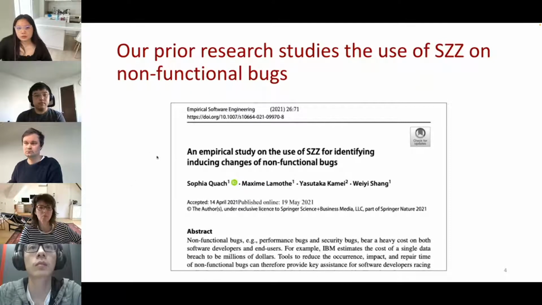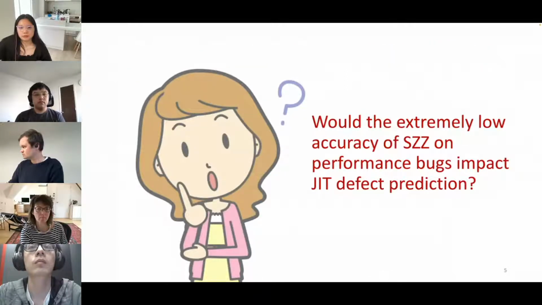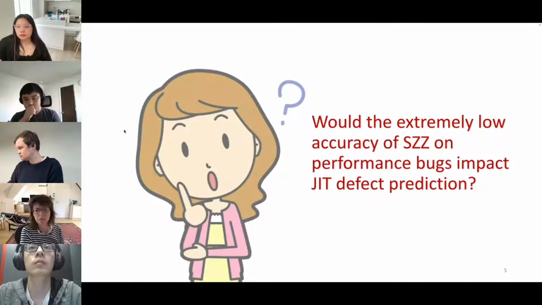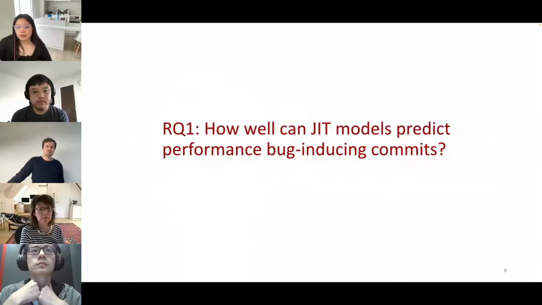So in a prior study, we found that SEZ has low accuracy for non-functional commits. So in this paper, we ask ourselves if the extremely low accuracy on performance bugs impacts JIT defect prediction. So we have 3 RQs. In the first RQ, we ask how well can JIT models predict performance bug-inducing commits.